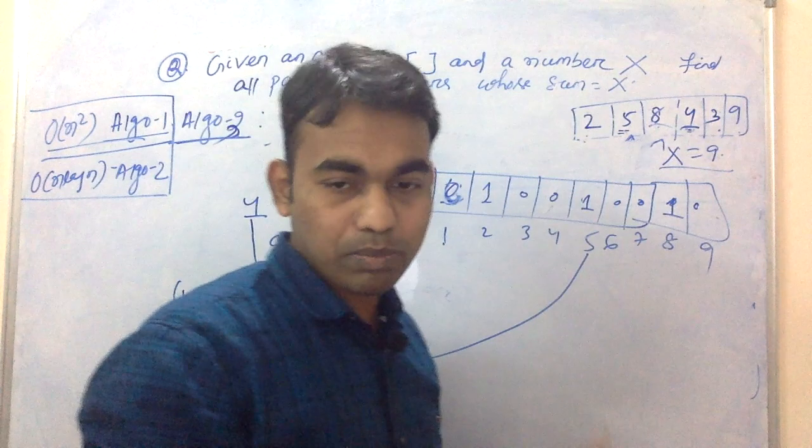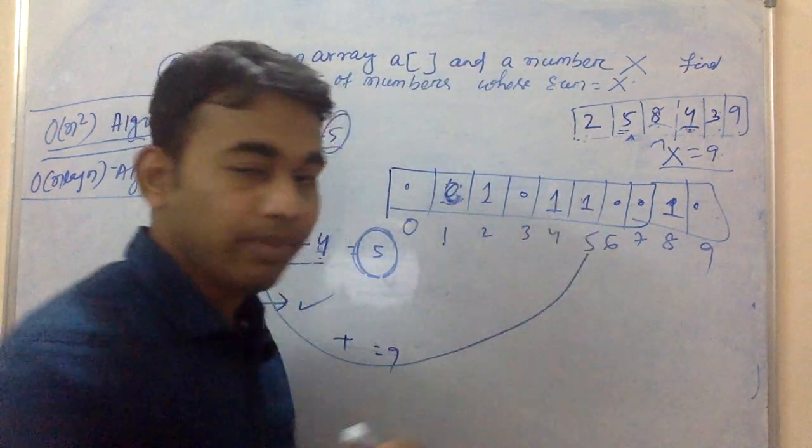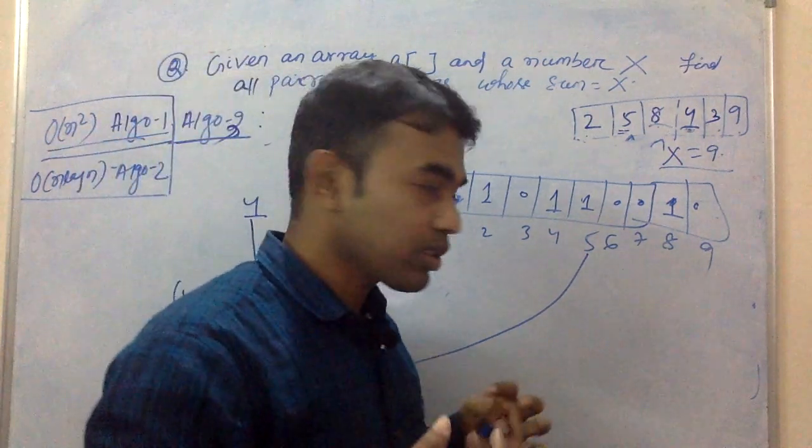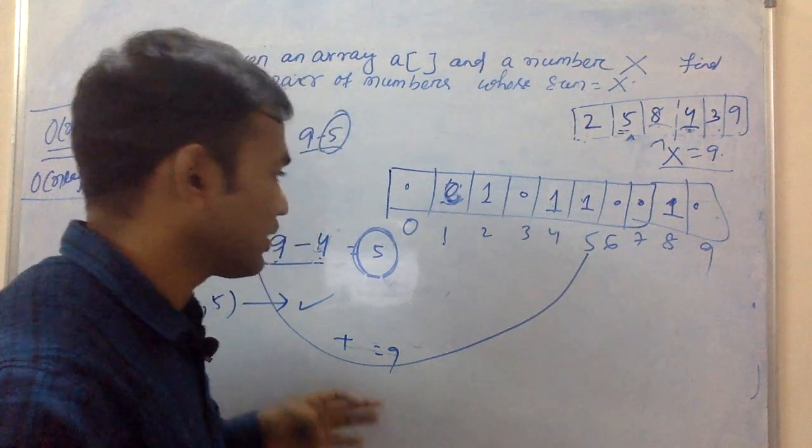I will continue the same process, but I am not going to find any other match, and I will update this particular 4 as 1. I will continue this process until I complete all the elements. You got it? So this is the algorithm.